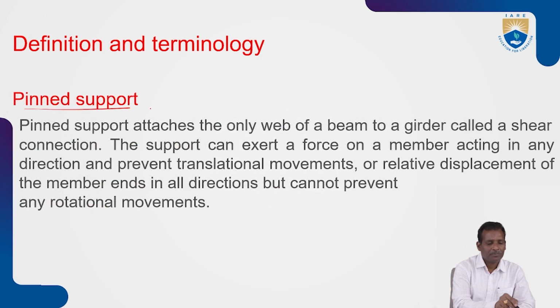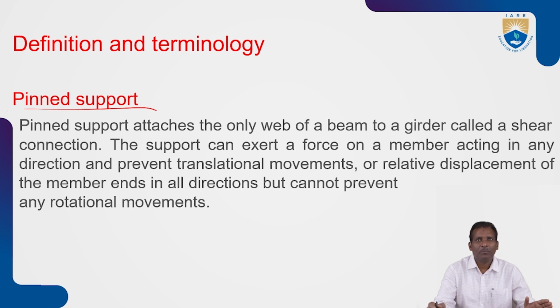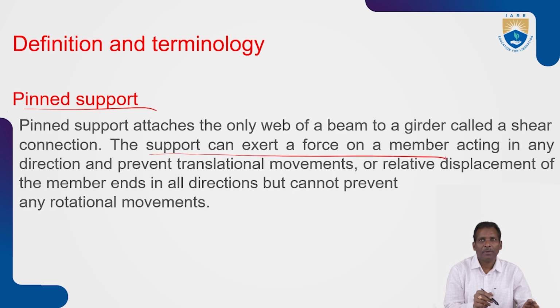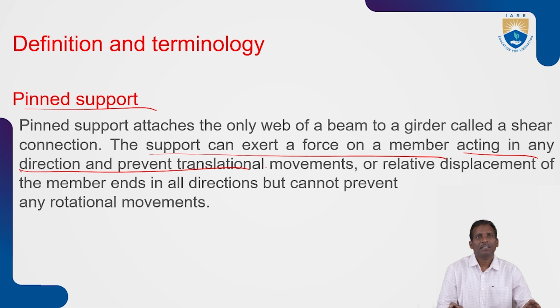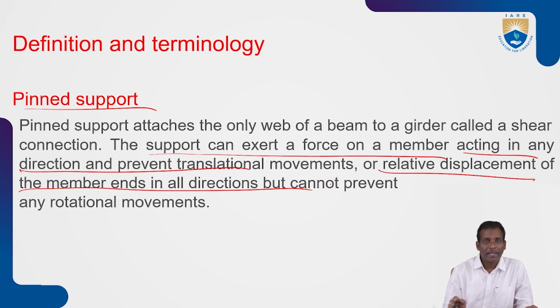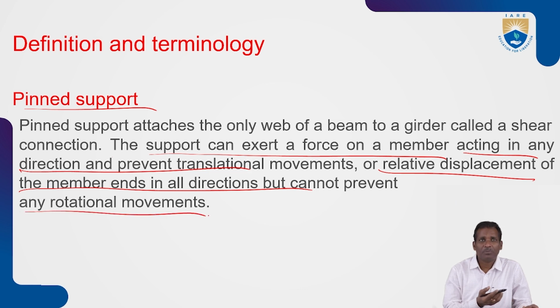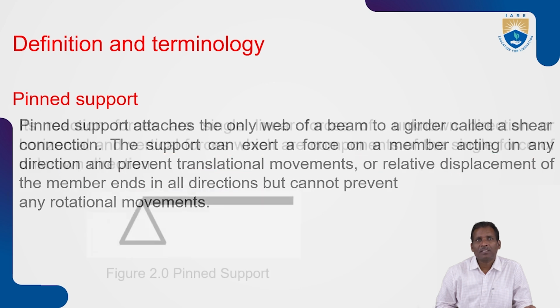Next, the pinned support. A pinned support attaches only the web of a beam to a girder, called a shear connection. So the support can exert a force on a member acting in any direction and prevents translational movements or relative displacement of the member ends in all directions, but cannot prevent any rotational movement. It prevents only translational movement.